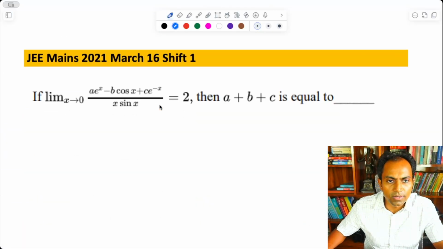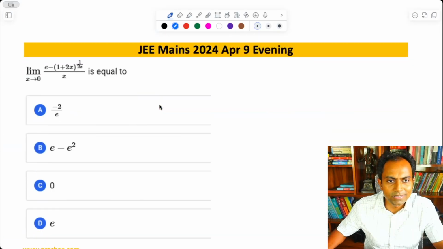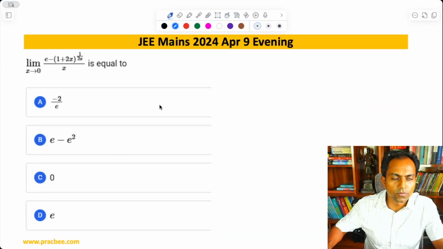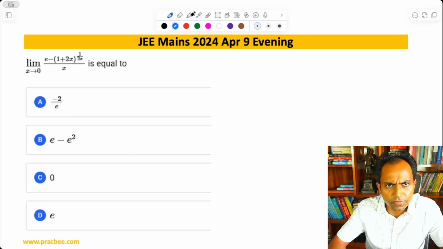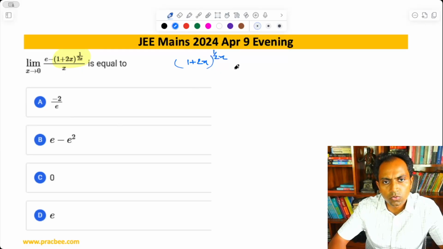One question that we are going to solve is this last question that came in 2024, because you can see that here there is a different kind of series expansion that is involved. So we'll have to understand what this means. So let us write this term separately. Everything is fine. It is just that on the power we have 1 by 2x. How to write this series expansion?